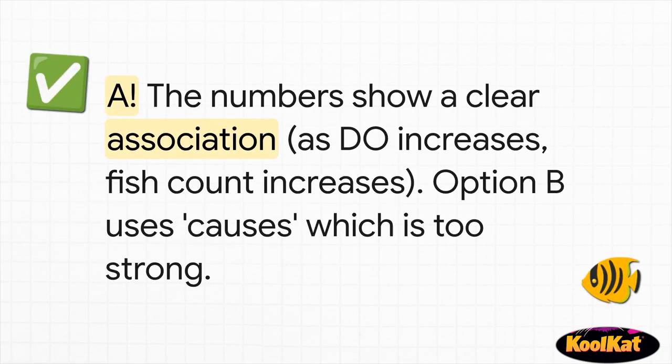Okay, you ready for the big reveal? The correct answer is A. So why is it A? Well, the evidence is clear. As the DO number goes up, so does the fish count. But the key here is that beautiful word associated. Option B uses causes and all lakes. Way too strong. C says always. That's one of those extreme words we talked about. And D is, well, it's just silly. Awesome job to everyone who nailed it.